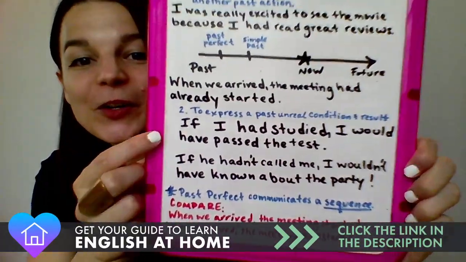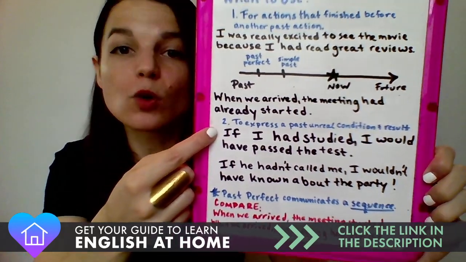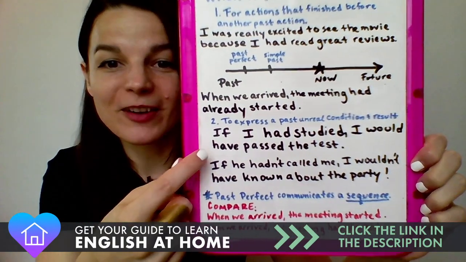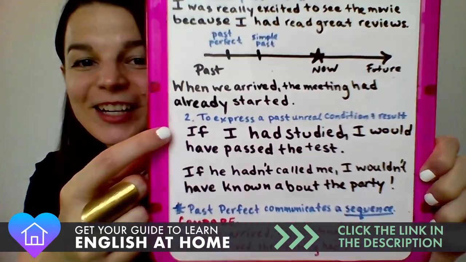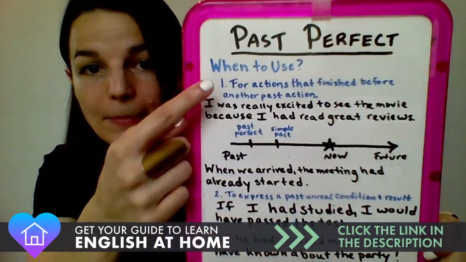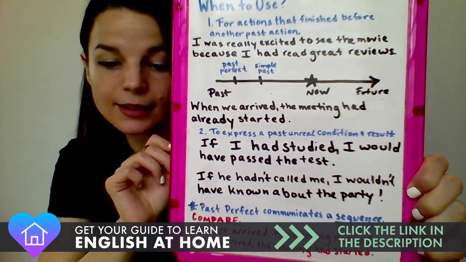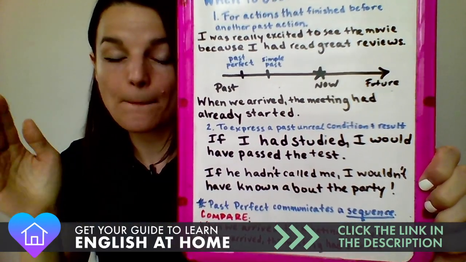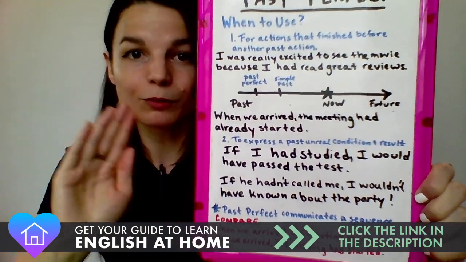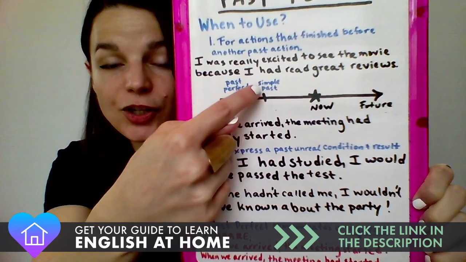Okay, let's go to the second point I want to cover for today. If you watched the would have, wouldn't have lesson that I did last week, you may be familiar with this example sentence. The second use I want to cover for today is we use past perfect to express a past unreal condition and result. So a past unreal condition means an if situation that is not true. We just want to imagine it. And we want to talk about the imagined result.